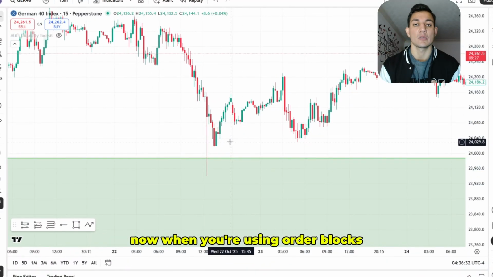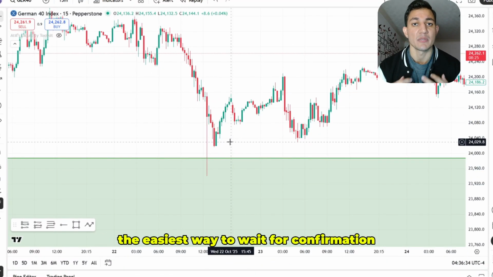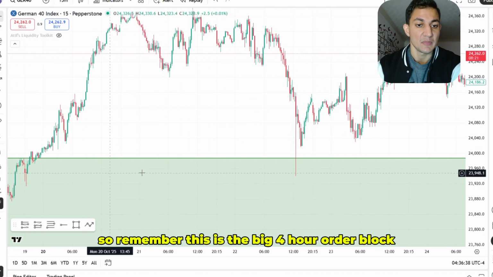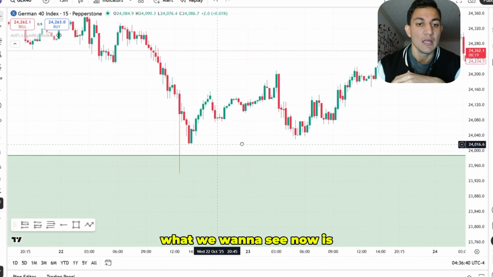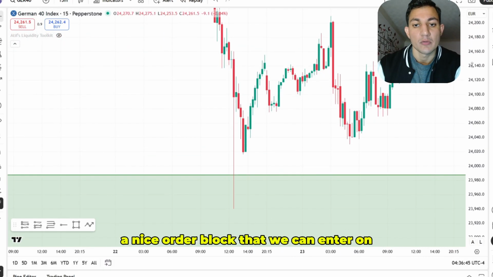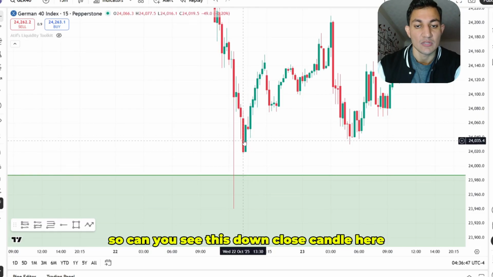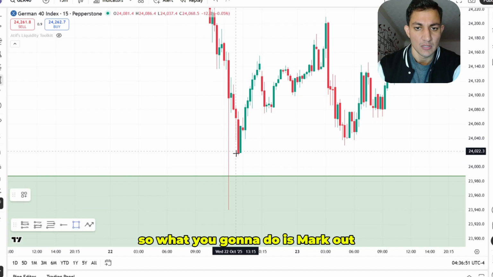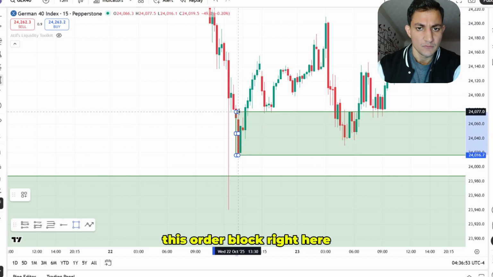Now, when you're using order blocks, the easiest way to wait for confirmation is to wait for a new order block to form on the 15-minute chart. So remember, this is the big 4-hour order block. What we want to see now is a new, fresh order block to form, a nice order block that we can enter on. So can you see this down close candle here? This right here is your new order block. So what you're going to do is mark out this order block right here.